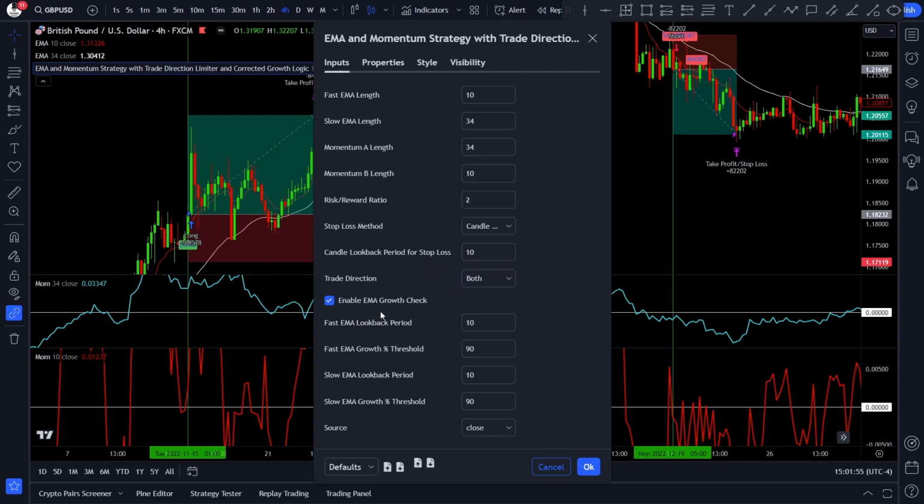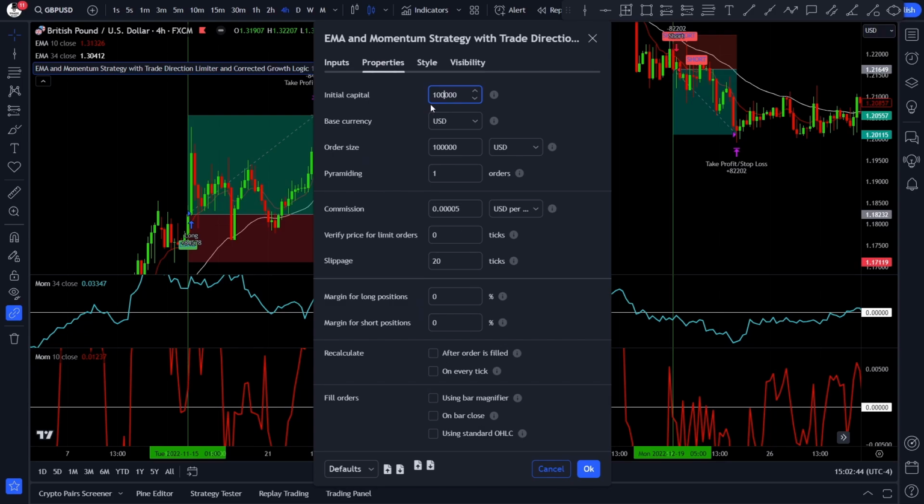And here at the bottom you can find the EMA growth checker. So for a valid long or short entry, I am checking the last 10 candles' EMA, both for the fast EMA and the slow EMA, and I want to see 90% growing EMAs. So if out of those 10 candles, 9 candles have produced growing EMAs, then the entry will be valid.